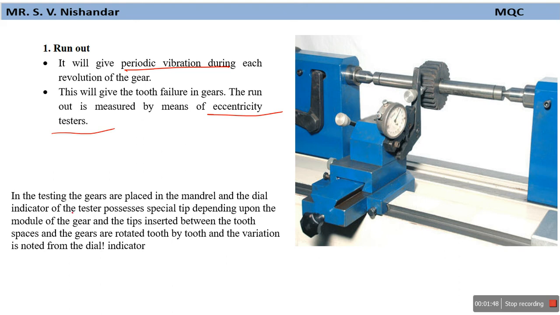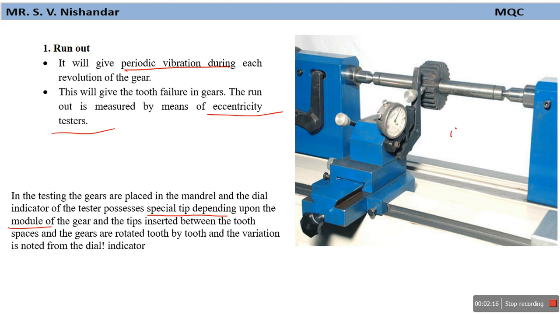The gear under test is placed on the mandrel, and the dial indicator of the tester has a special tip, which depends upon the module. So first we have to find out the module, and according to the module we select the tip. The tip is inserted between the tooth space, the gear is rotated tooth by tooth, and the variation is noted from the dial indicator.